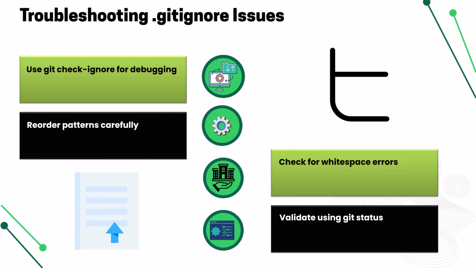Something's not quite right. Time to troubleshoot. Git check-ignore can pinpoint issues. Pattern order matters more than you think, and yes, whitespace errors in Gitignore are sneaky. Validate everything with git status before pulling out your hair.